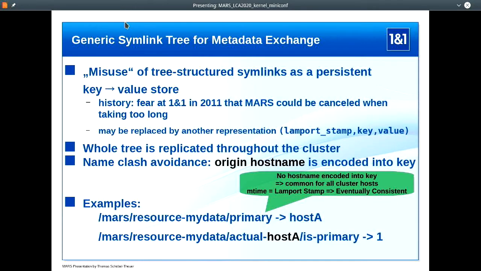Any questions on this? Well, then the next interesting thing, which is unusual, is the so-called symlink tree in MARS. Metadata means, for example, the configuration data and other things. In 2010, when I implemented it, I was looking for a persistent key-value store. The problem was whether I could implement it myself in the kernel space or not. I could also have implemented it in user space, but that would have been a political issue one-on-one, because the strategy of the company was that it has to be implemented in Java, full stop. Because this was the company's strategy at that time.